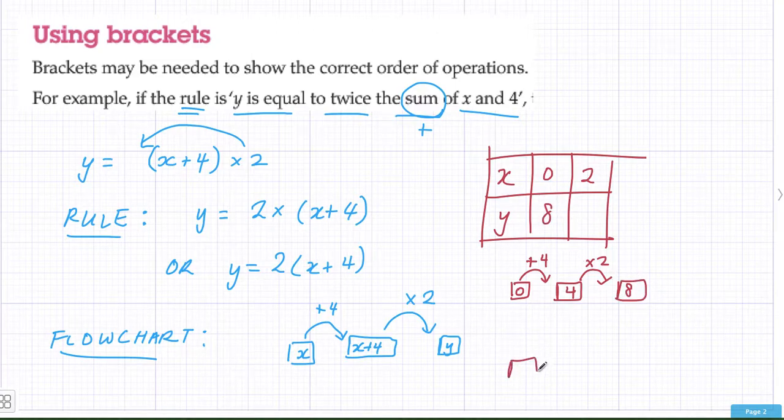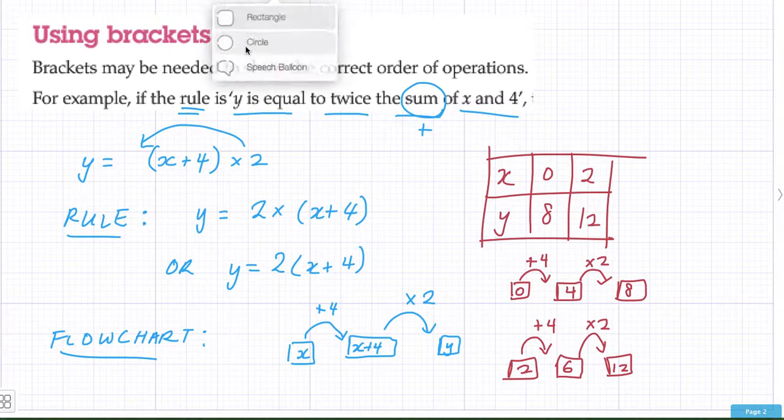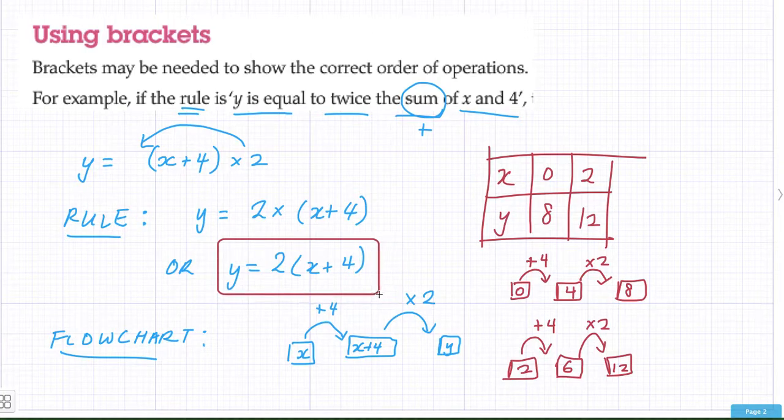The next one, we've got 2 for the x. So that starts in the first box. We add 4. 2 plus 4 is 6. And then we multiply that answer by 2. 6 times 2 is 12. So we would have that table of values there for the rule over here. So that's just an example of using brackets before you form your flowchart for an algebra rule.